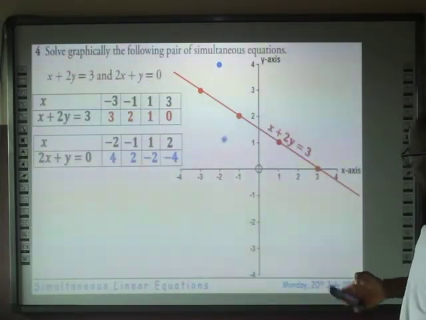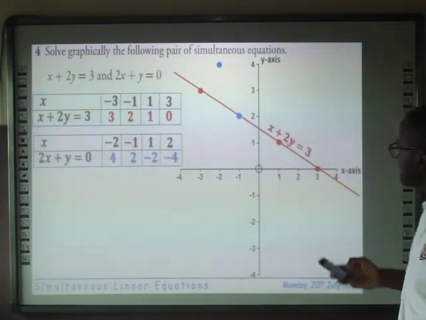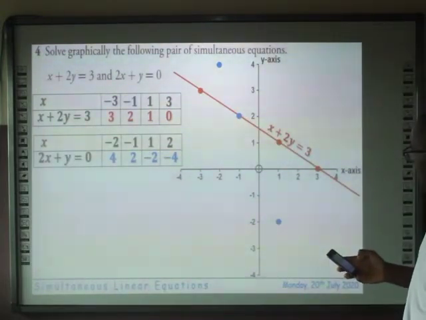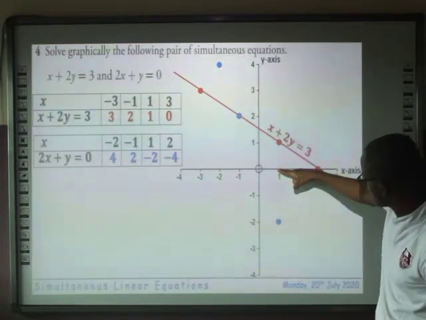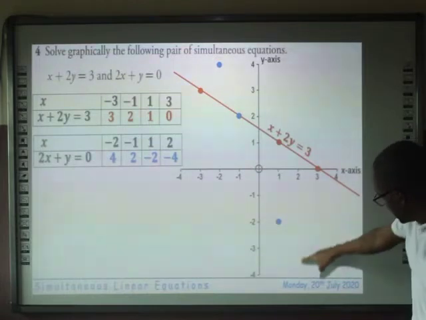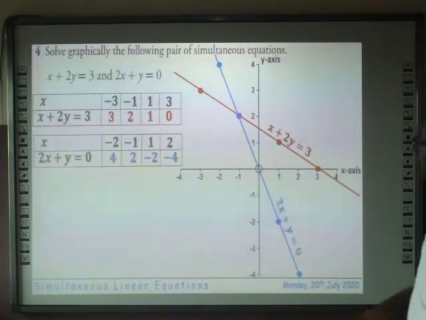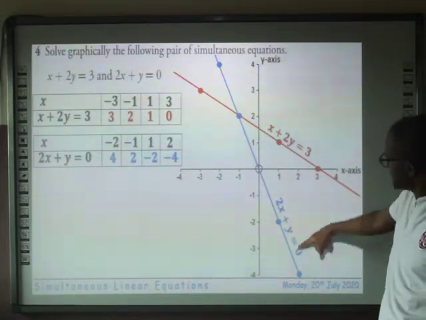When x is minus 1, y is 2, right there. And moving on, when x is 1, y is minus 2. And then finally, when x is 2, y is minus 4. And finally, there's the last point. And then with a ruler, you draw a straight line linking all the points together. And that is your line for the equation 2x plus y is equal to 0.